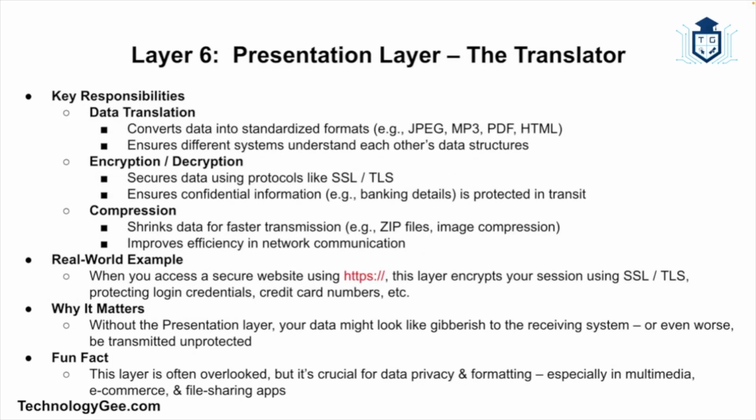All right, so let's move on to layer 6, which is known as the presentation layer. This layer is like a translator or encoder. It makes sure that data is in a readable format for the application layer. So what does it do? Well, it translates data, converting data formats like JPEGs, MP3s, and HTML. It provides encryption and decryption, so think of SSL and TLS. And it also does some compression, like zipping files.